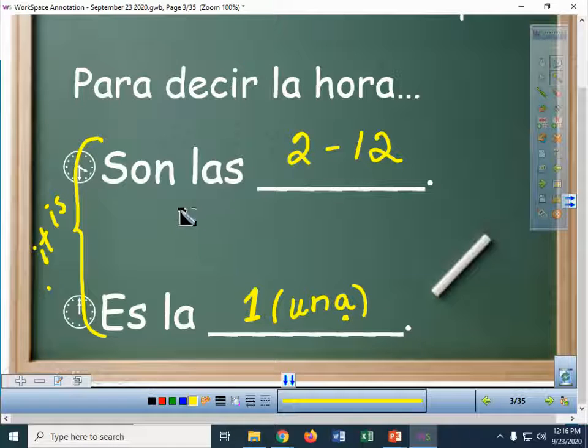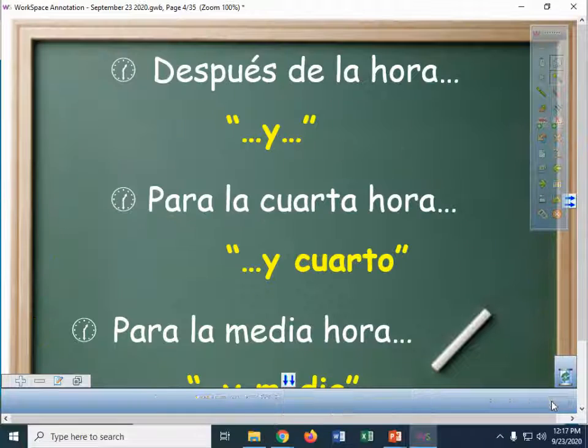All right, son las, es la. Son las is used for 2 to 12, and es la from 1. Son las is used for 2 to 12. Es la is for 1. Una. All right, so let's move on to the next part.